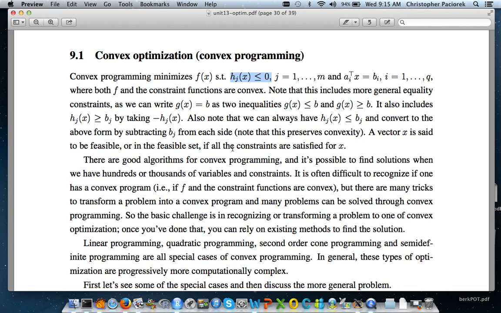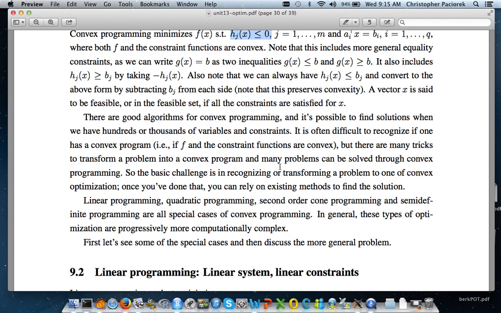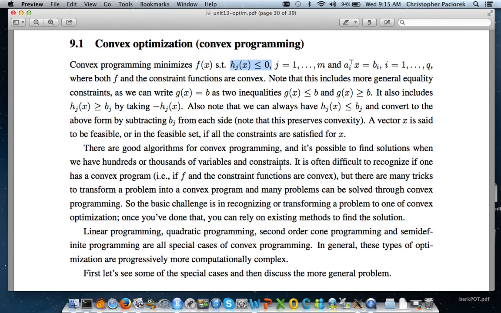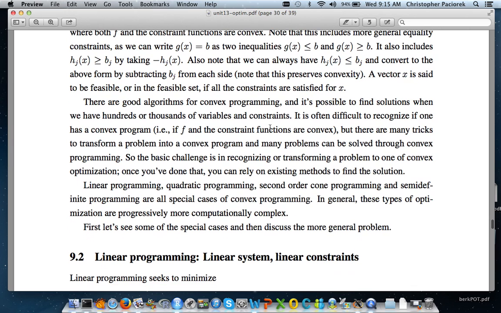And then another definition or terminology here is that if we have some vector x that we're thinking might solve this optimization problem, the vector x is said to be feasible if the constraints are satisfied for x. So we can only consider vectors x that are feasible because those are the only ones, sort of a tautology here, that satisfy these constraints, and therefore those are the only ones that we're going to consider.